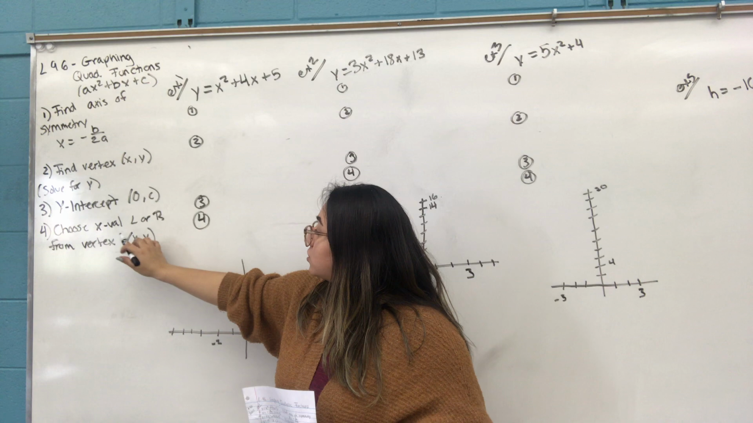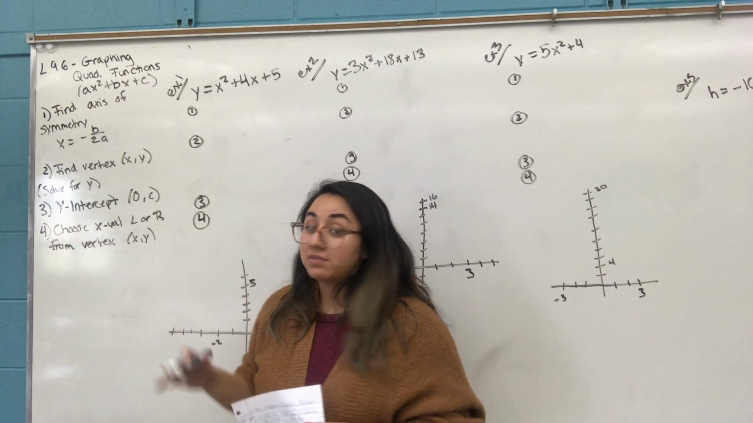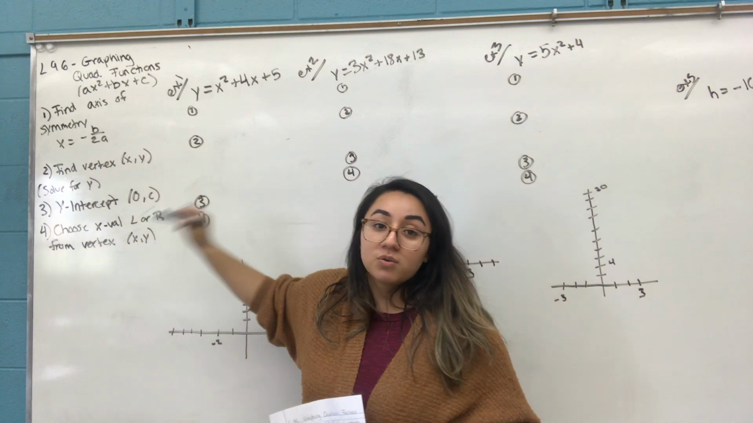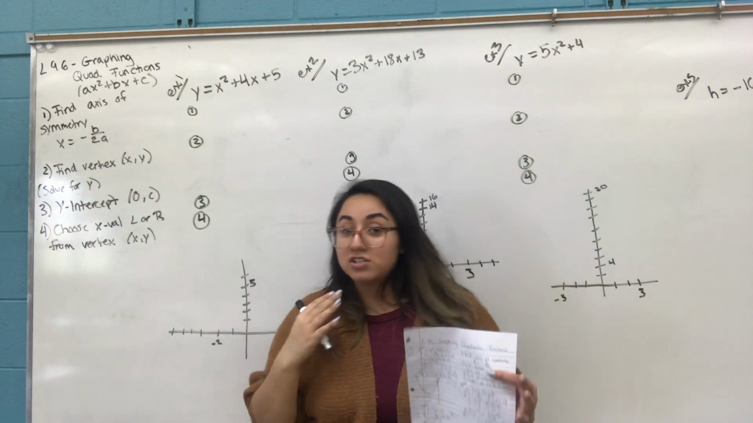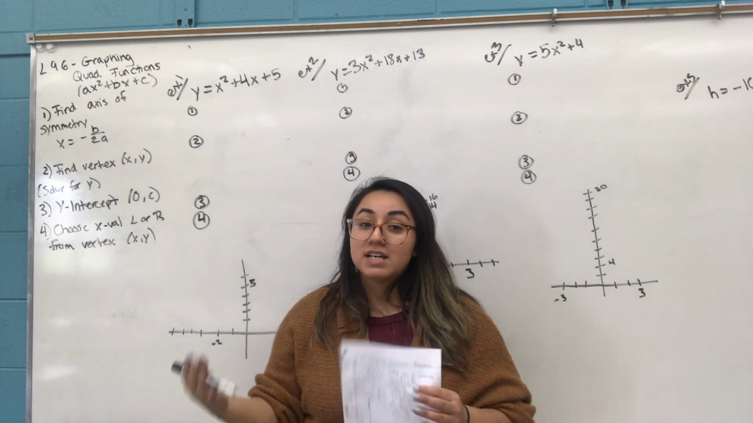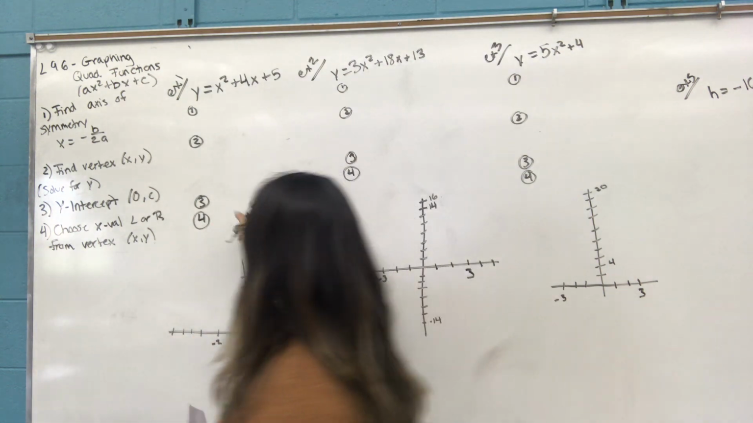The fourth one is choosing an x value, left or right from the vertex. Once you're graphing, and you're graphing each of these step by step, you'll see a range of where your x values could be, and you choose one of those numbers, left or right, to graph it. And now let's go ahead and do the first one.